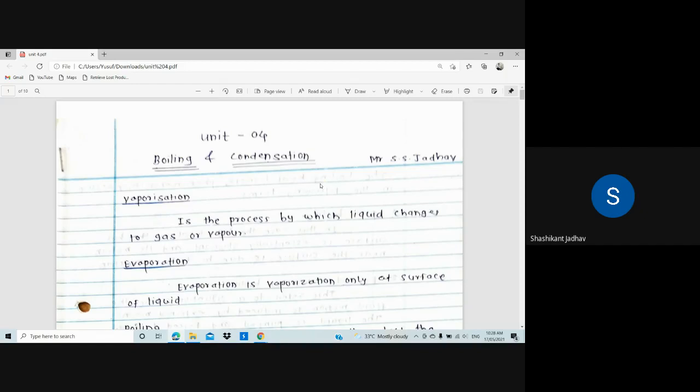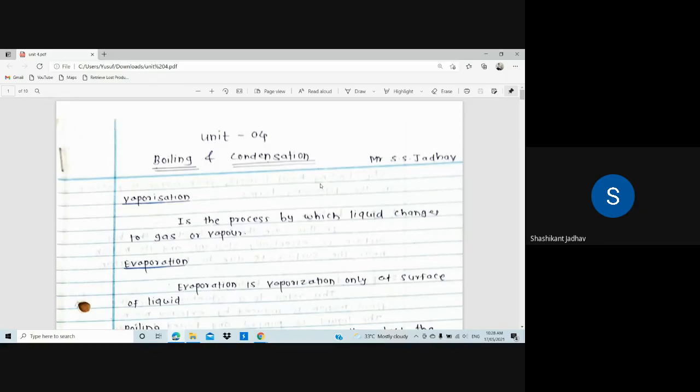Okay. So write down the first point, vaporization. We have to cover the basic points related to boiling and condensation. So all of you write down the first point as vaporization. Can anyone tell me what is meant by vaporization? Unmute yourself and tell me what is meant by vaporization. Anyone?